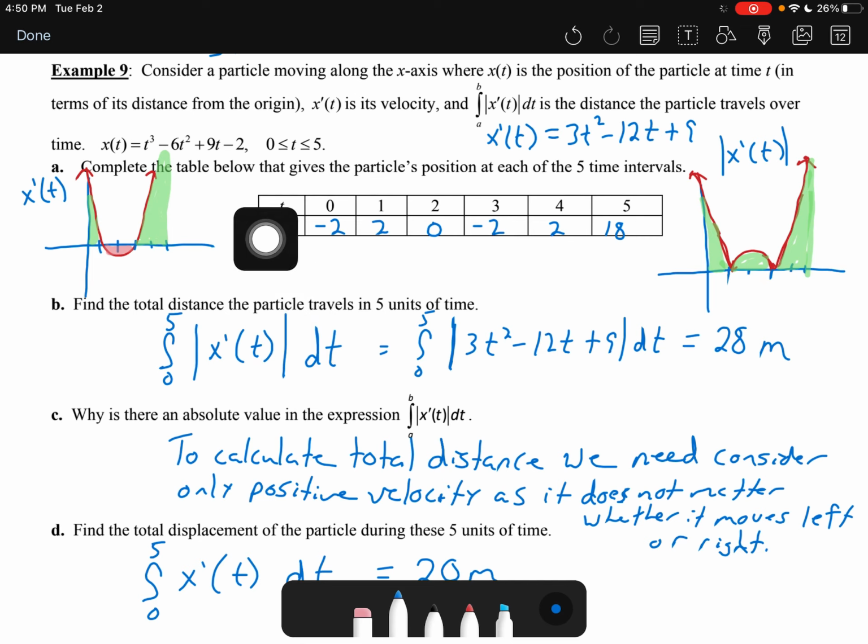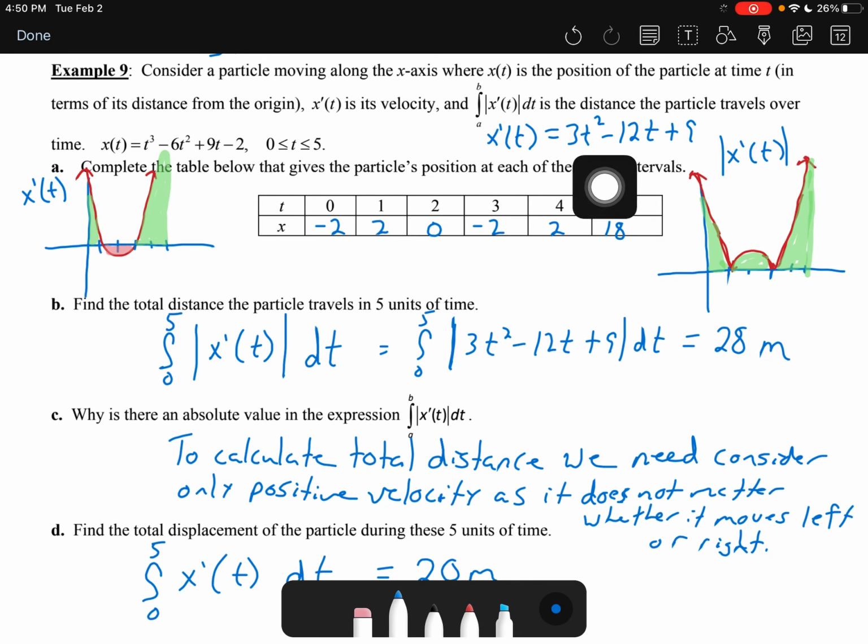This isn't super necessary to what we're going to show here, but I think they just want to demonstrate that at a certain point it was moving right, because it went from -2 to +2, but then it moved left because it went from 2 to 0. But then it kept moving left here. Now it starts moving right again.